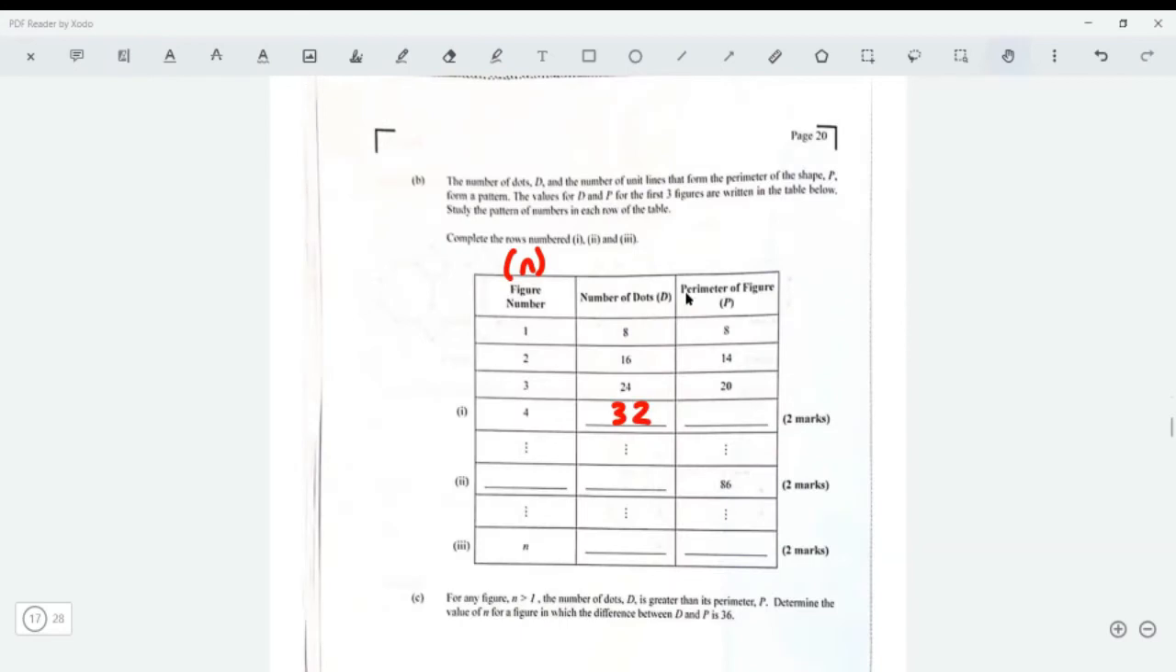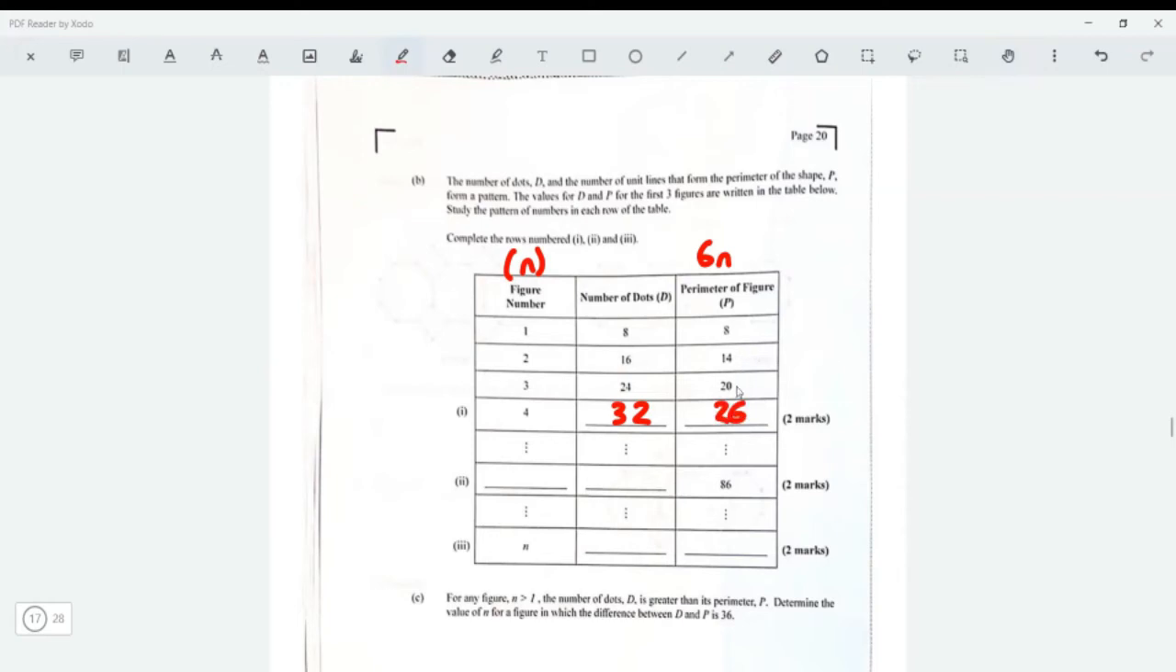Now, the next part is to look at the perimeter. As you can see right here, 8, 14, 20. So we're going up by 6, right? So this formula looks like 6n. But then we'll add 2 to it. Look at it. 6 times 1 is 6 plus 2, that's 8. 6 times 2 is 12 plus 2 is 14. 6 times 3 is 18 plus 2 is 20. So when n is 4, it would be 6 times 4, which is 24, plus 2, which is 26.